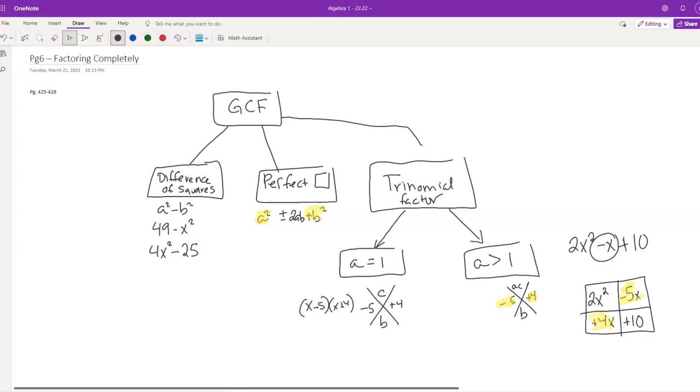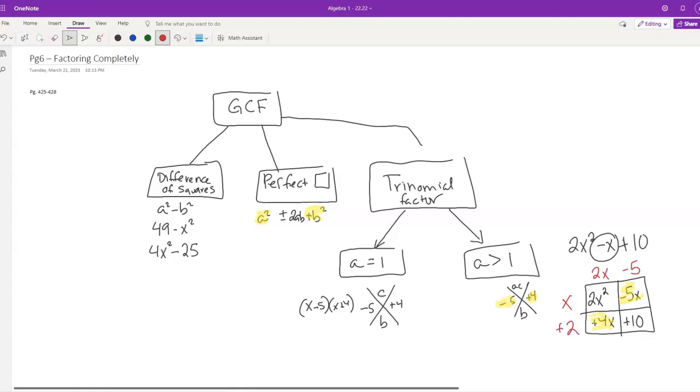And so once we've done that, then we can look at the box and go, oh, what's the common thing? What do they have in common here? They just have an x. So how do I get to 2x squared? Well, that's got to be 2x. X times what gives me negative 5x? That's got to be negative 5. All right, well, if this is 2x times what gives me positive 4x? Well, it's got to be positive 2.